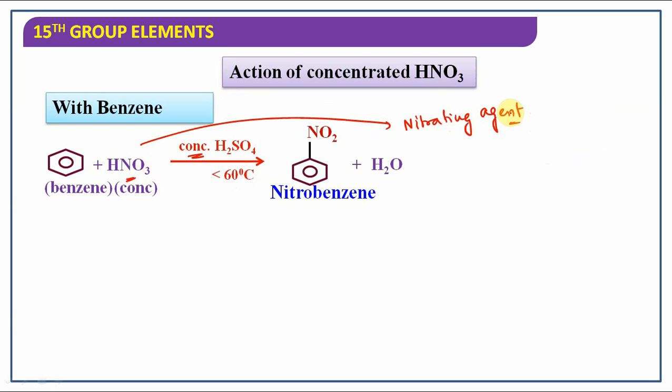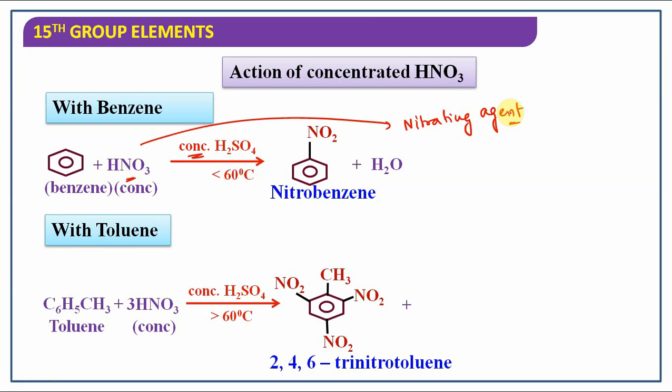It can act as a nitrating agent. Similarly, if you take toluene, you will get a mononitro product if you take less than 60, but here I have taken greater than 60 degrees Celsius. Means high temperature I have applied, so all the ortho and para positions are occupied by nitro groups. It gives 2, 4, 6 trinitrotoluene. When toluene reacts with concentrated nitric acid, it gives 2, 4, 6 trinitrotoluene.